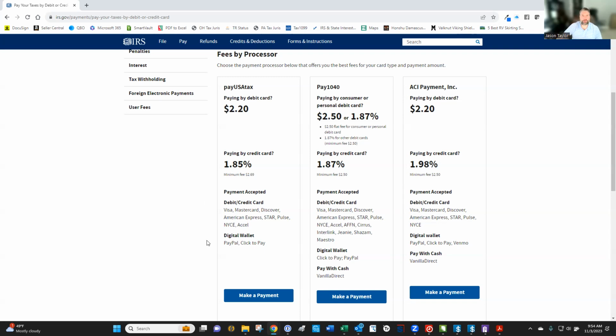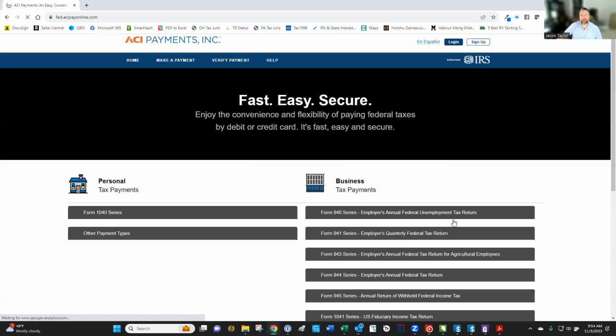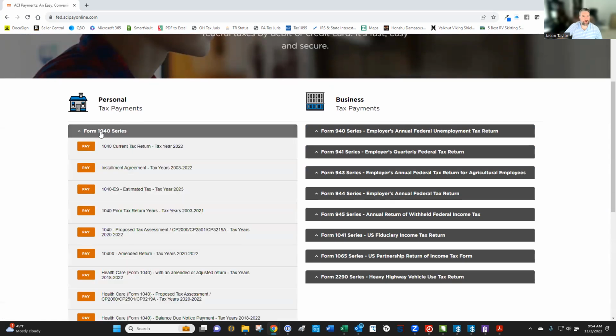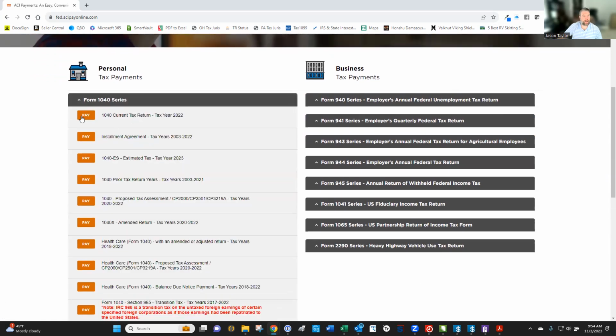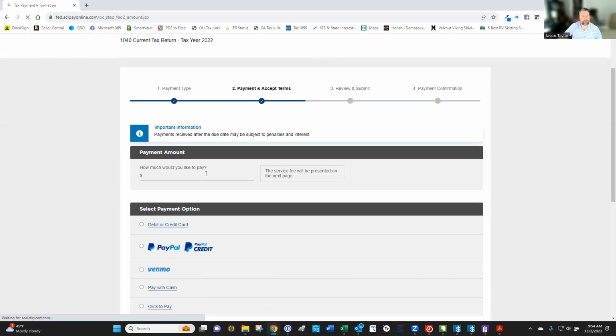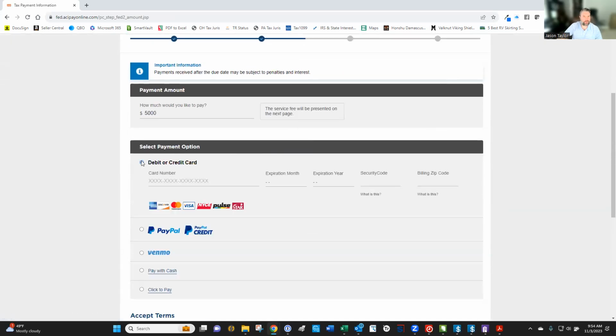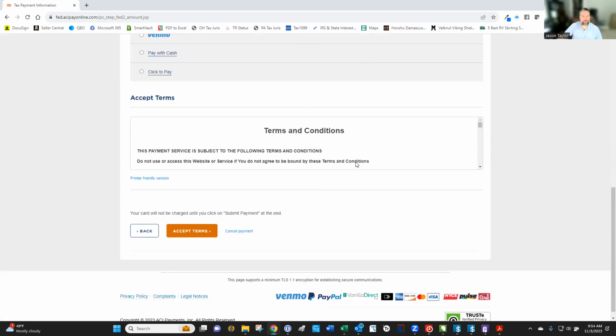But anyway, let's go ahead and walk through this. It's going to look very similar. I'm just going to use ACI. It doesn't matter which one you use, but it's going to come here, and you're going to have all these different options for paying. We're paying personal taxes, Form 1040 series, and pay 1040 current year tax return, tax year 2022. How much do you want to pay? I don't know, whatever your taxes are that I told you to do, or however much you want to pay by debit or credit card, enter your information.